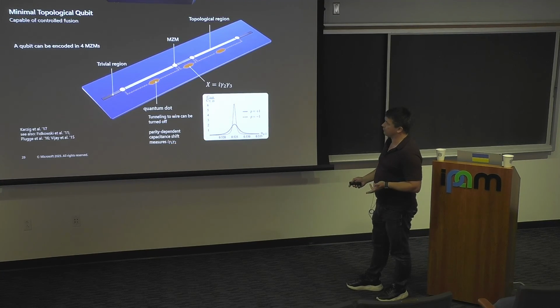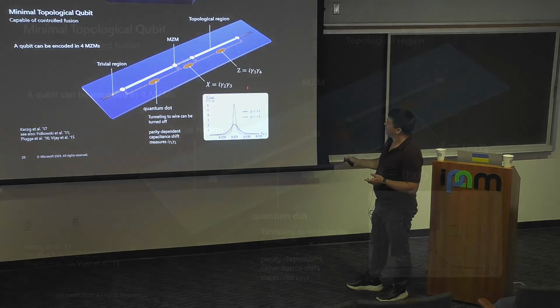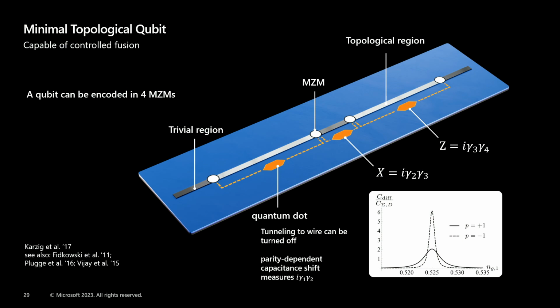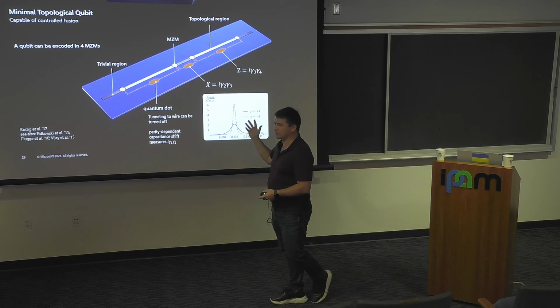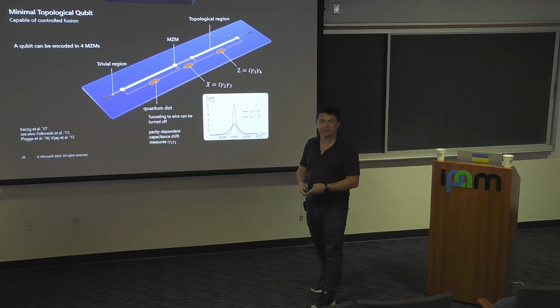And so then you can define X measurement and Z measurement. The X measurement is a projective measurement of i gamma 2 gamma 3. So this is gamma 1, gamma 2, gamma 3, gamma 4. The Z measurement is the measurement i gamma 3 gamma 4. So you can see that these measurements do not commute because there is overlap in Majorana here. These non-commuting operations are actually X and Z measurements. So this is a minimal qubit, and it is minimal because it enables only these two measurements.